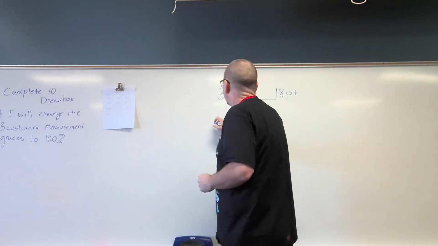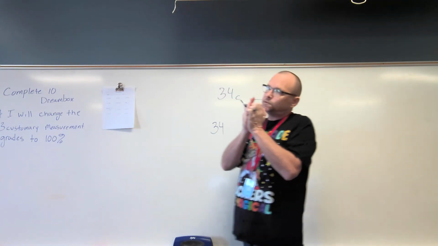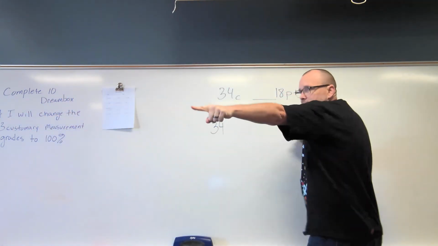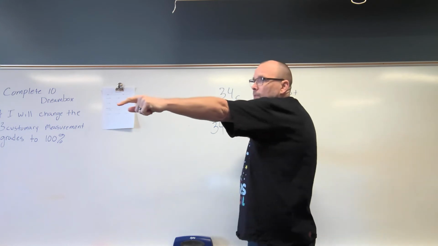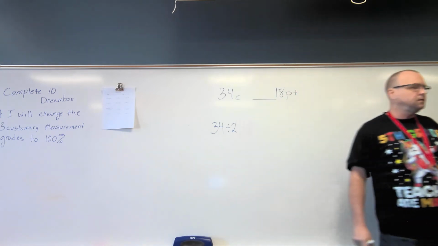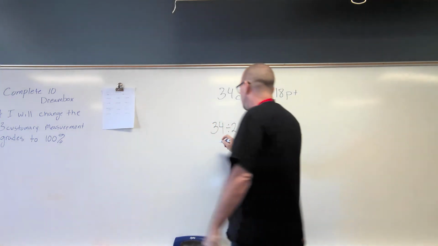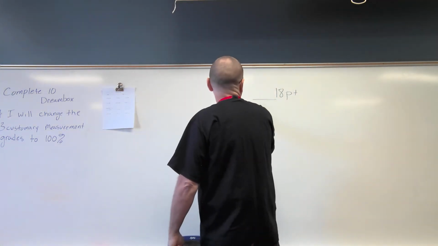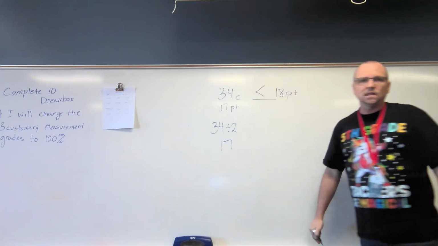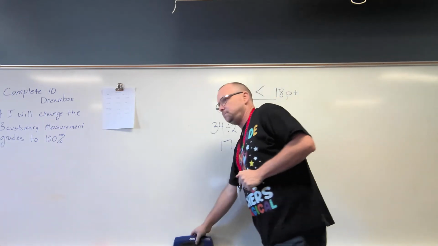So if we're going to change the 34, and since we're going from cups to pints, we have to see how many cups are in a pint, which is 2 cups in each pint. So we're going to do 34 divided by 2, which is what, Drea? 17. So this is the same as saying 17 pints, and this is 18 pints. So 34 cups is less than 18 pints.